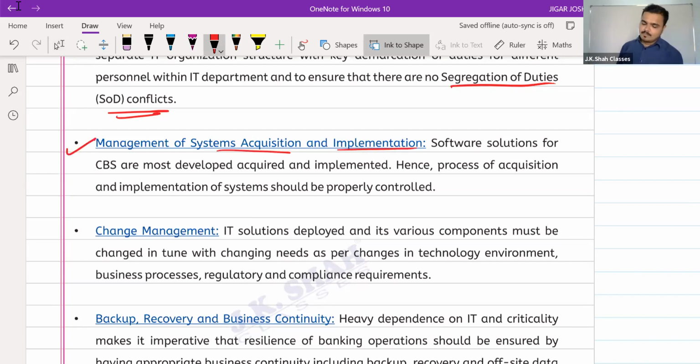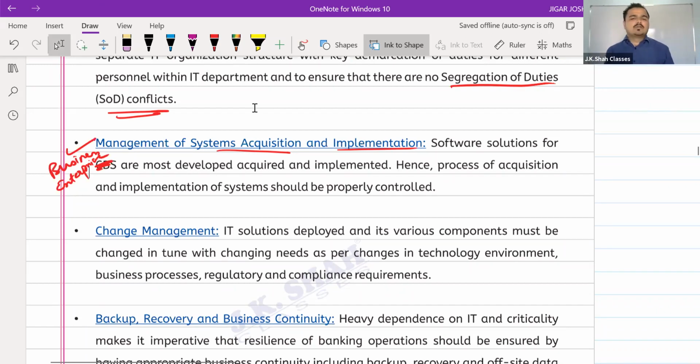So there must be, my dear chartered, management of system acquisition and implementation. Understood? Yes, sir. Small changes have to be made in this answer. Software solution for business enterprise. Business enterprises are mostly developed, acquired, and implemented. Agree, charters? Yes, sir.